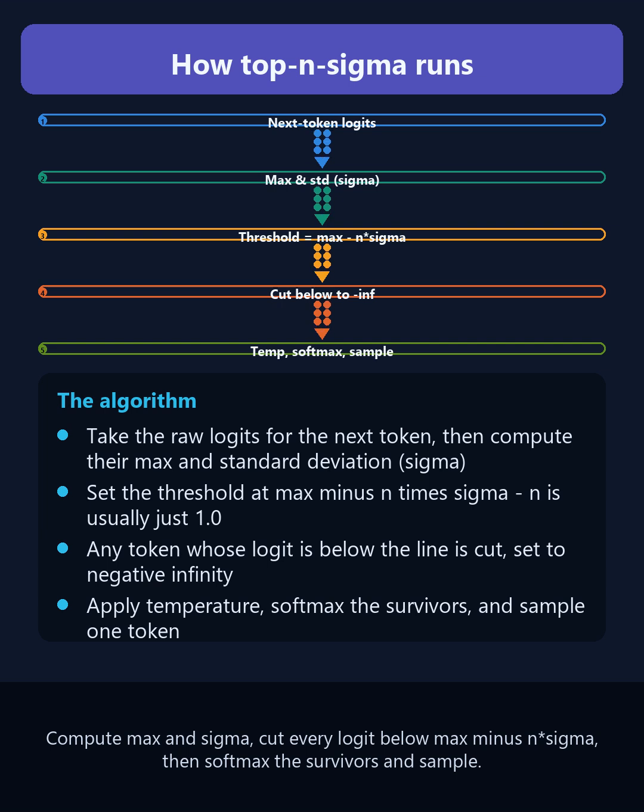So how does it actually run? Take the logits for the next token. Compute their maximum and their standard deviation, sigma. Set a threshold at the max minus n times sigma. Any token whose logit falls below that line is cut, set to negative infinity. Then apply temperature, softmax the survivors, and sample. That is the whole algorithm, and n is usually just 1.